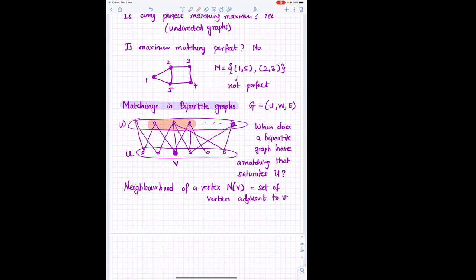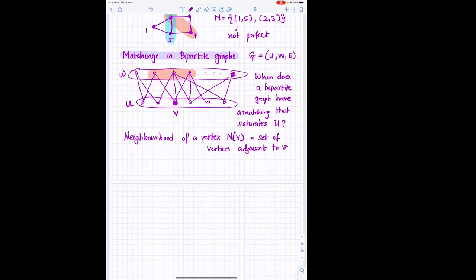For example, what can you say about the neighbors of 3 here? Two and four. These two, right? So these form the neighbors of 3. The neighbors of 1, for instance, are these two, right? 2 and 5, and so on. So the definition of neighborhood should be really clear.